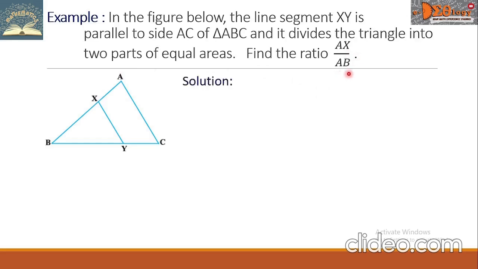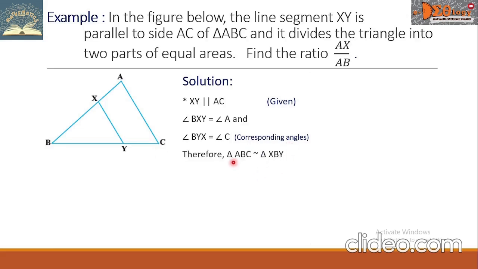First given here is the line segment XY is parallel to the side AC. Then the angle BXY is equal to the angle A, and the angle BYX is equal to the angle C. We call them corresponding angles. Therefore, the triangle ABC is similar to the triangle XBY because we have AA similarity criterion.